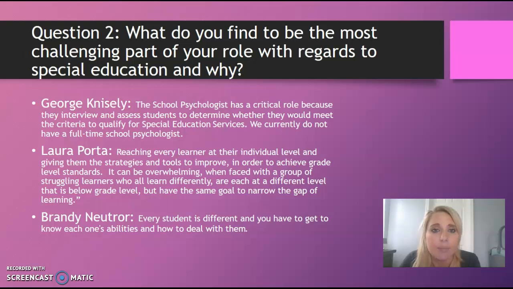And lastly, Brandy Nietrauer, the paraprofessional, also mentioned that every student has different learning needs, and trying to reach those needs can be challenging, but it can be done.